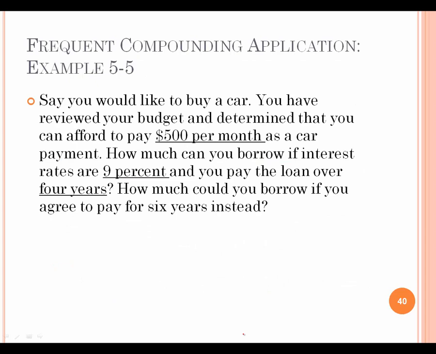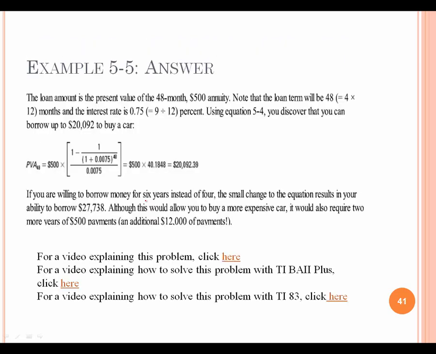So now, for example 5-5 in your book, if you want to buy a car and you want to pay about $500 per month for a car, how much can you borrow if the interest rate is 9% and you pay the loan over 4 years? Well, you don't pay year by year. Since you are actually paying month by month, we are treating this as a monthly compounding problem.